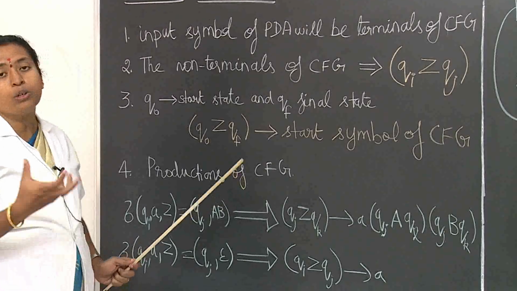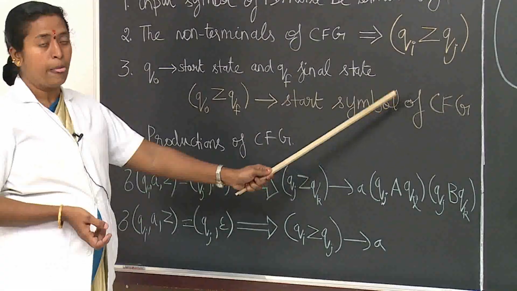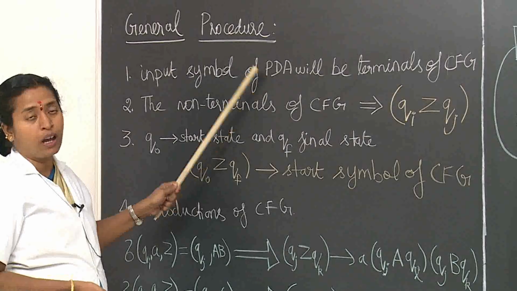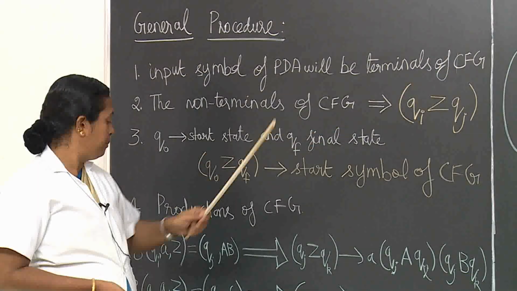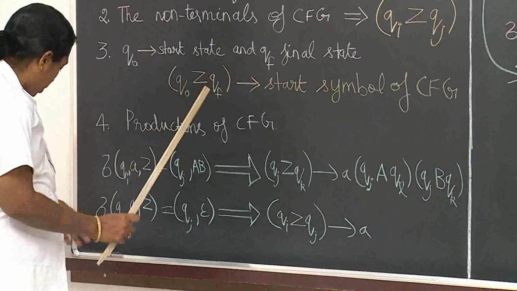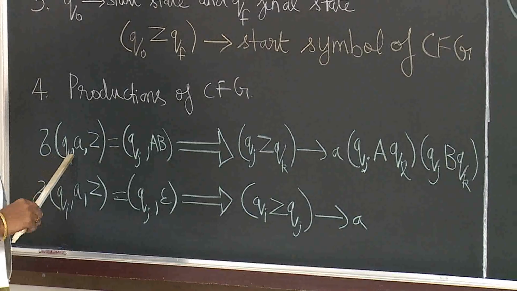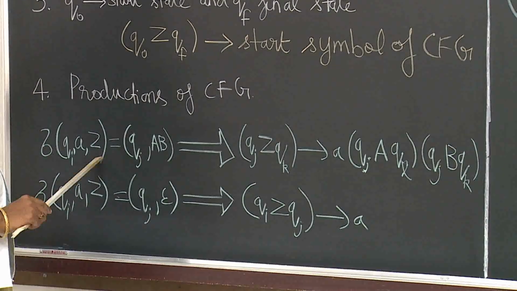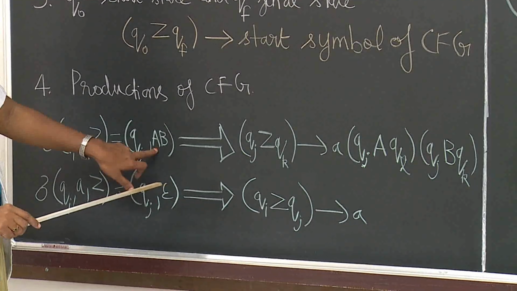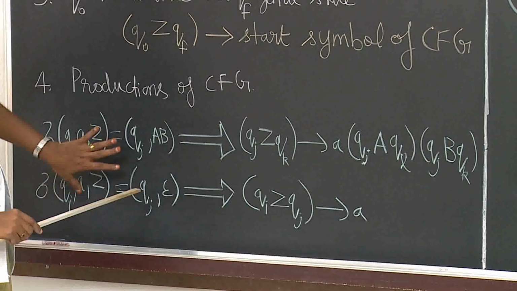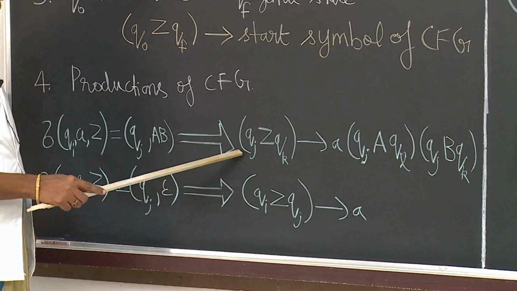Next we can see how to convert the given transitions into productions of the context-free grammar. The transitions of the push-down automata will be converted to the corresponding productions of the context-free grammar. The first case: if the transition is of the form Qi on input symbol a with stack symbol A resulting in Qj, with AB on the top of the stack, this transition will be converted into a production equivalent to this, that is, Qi to Qj.